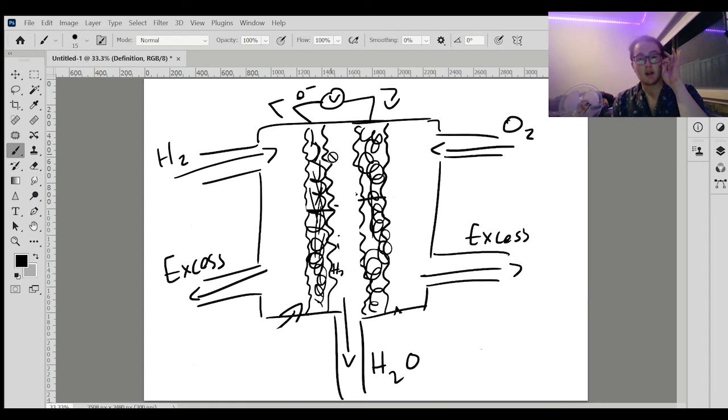Here's just a simple version of it. Hydrogen gas goes in there, oxygen gas goes in there. Hydrogen gas is combusted. We don't like to think of it as combusted, but it's the same definition. They react, they produce some water, and it's all good.